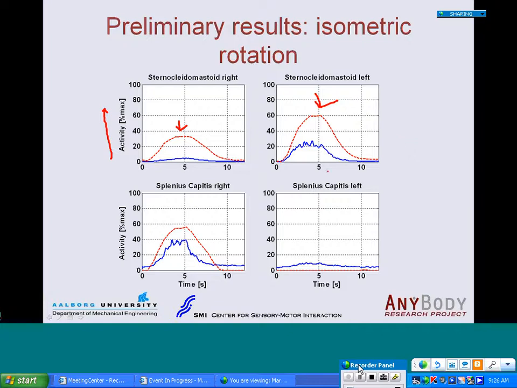You can see the same about the trends for the splenius capitis. The splenius capitis on the right side is predicted active here, and also the EMG has a clear activation. The splenius capitis on the left side is predicted to be 0 by AnyBody, and there is a very small activity in the EMG value, so it is also pretty close.